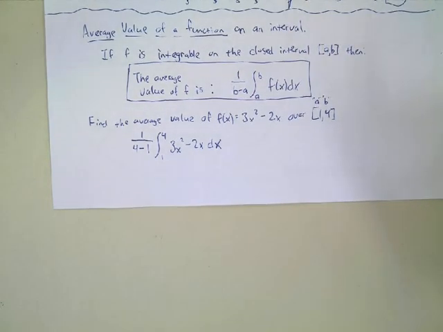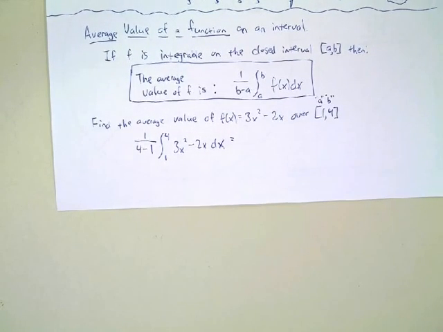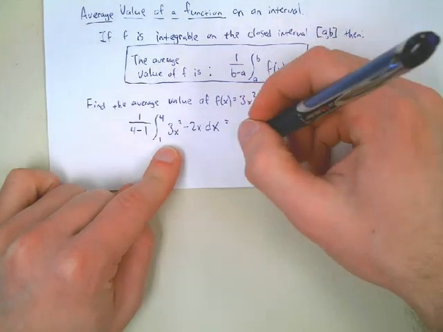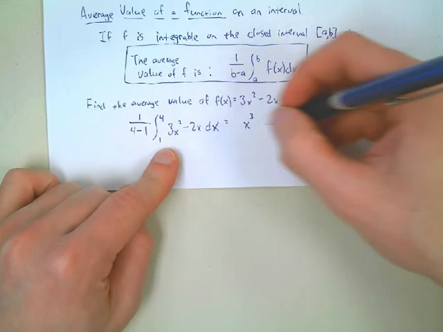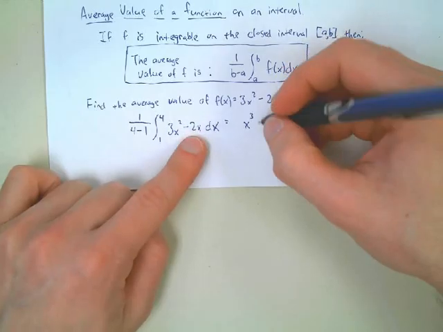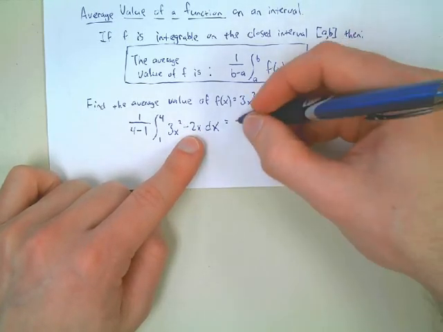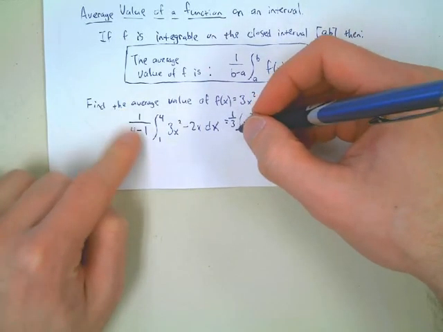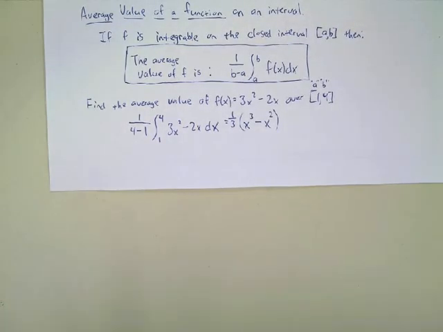All right, so let's integrate that. So Connor, what is the integral of 3x squared? When we integrate 3x squared, what do we get? X cubed, yeah. And then what's the integral of minus 2x? Yep, just minus x squared. And then in front of that, though, we should have a 1/3, right? 1 over 4 minus 1 is 1/3. So the coefficient just kind of comes along for the ride here. And then we're going to evaluate that from 1 to 4.